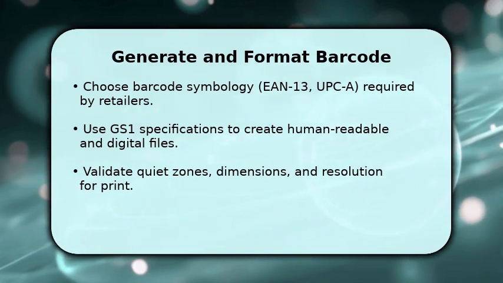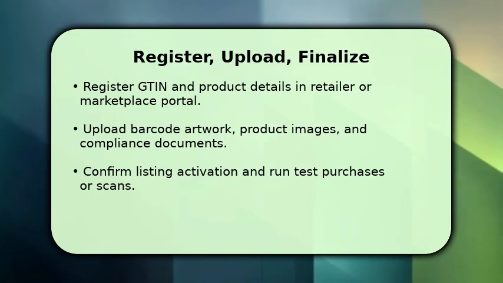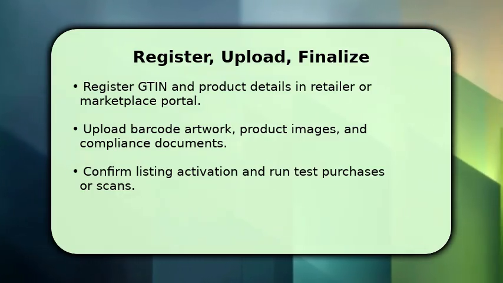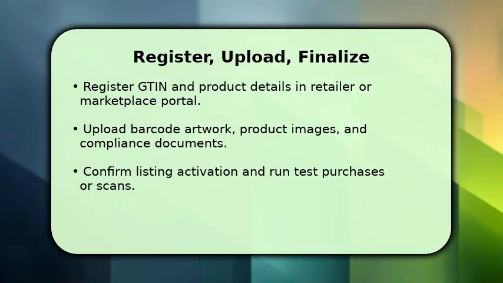Finish by registering the GTIN and uploading the barcode artwork to your retailer or marketplace listing. Enter product attributes, upload high-res images, and attach any compliance certificates. This speeds approval and prevents delisting.